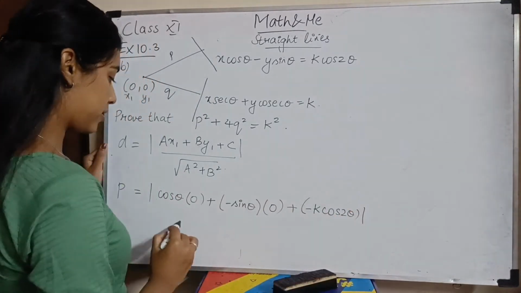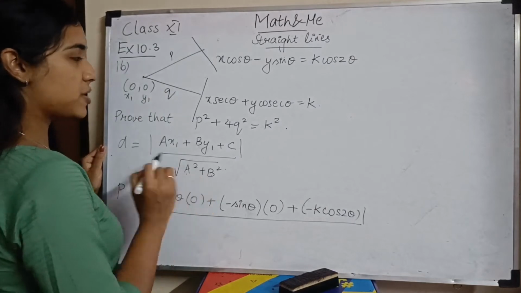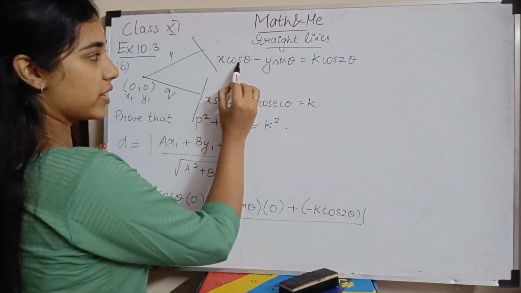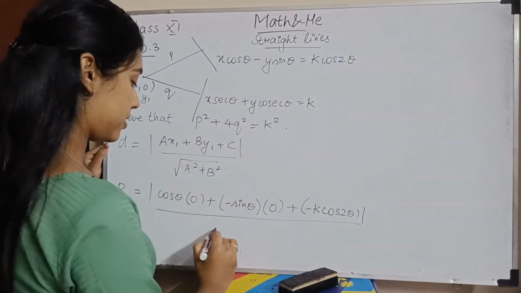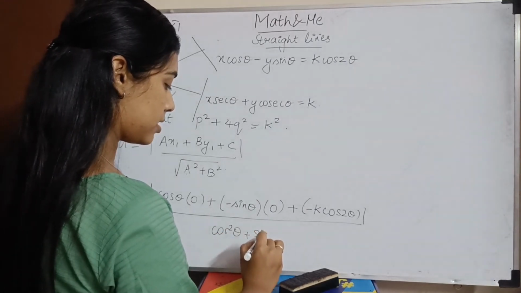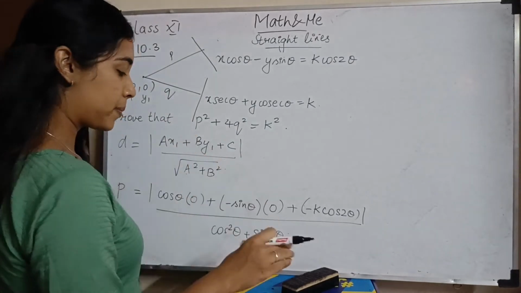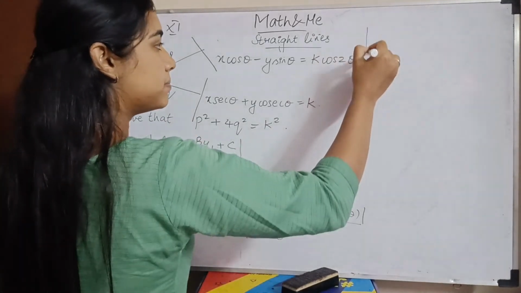So this is the numerator. And what is your denominator? It is root of a square plus b square. What is your a square? Cos square theta. What is your b square? Sin square theta. Cos square theta plus sin square theta. What is cos square theta plus sin square theta? 1. So now what does your numerator become?